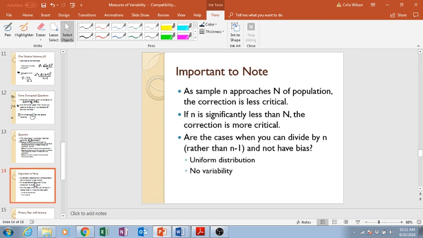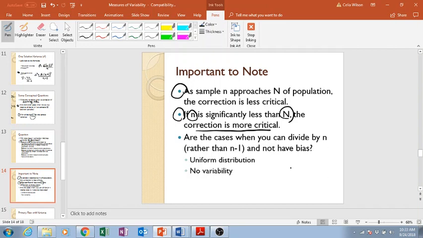Okay, some things to note. All right, so this is what we were just talking about, that correction being less critical. If your sample size, so this little n is your sample size, is significantly less than the population, the correction is more critical. Now, that's intuitive, right? If this first one is true, then the second one is pretty much the opposite of it, right? So that makes sense.